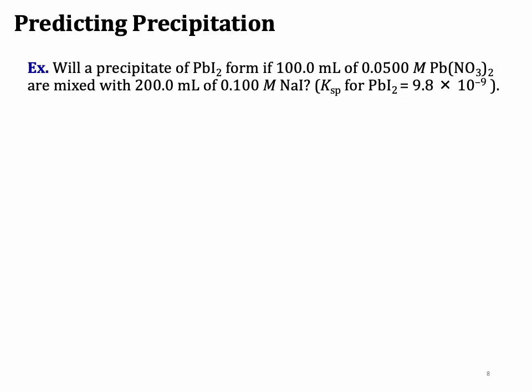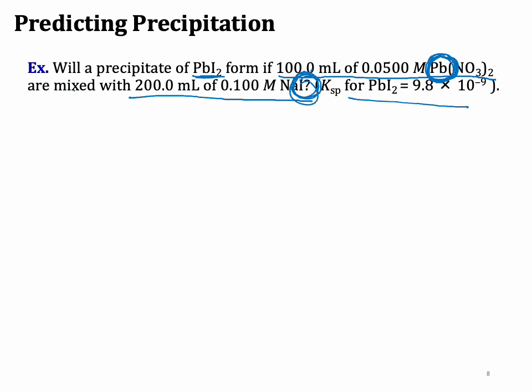There is another question, an example question for you guys to try. The answer is on the slide. Same approach. Will a precipitate of PbI2 form when 100 ml of 0.05 molar Pb nitrate are mixed with 200 ml of 0.10 molar NaI? So Pb is coming from this, I is coming from this, and Ksp of PbI2 is given. So we will find what is Qsp of PbI2 by using lead concentration from here, M1V1 equals M2V2, and iodide concentration from here, M1V1 equals M2V2.